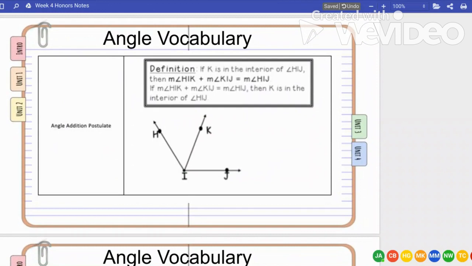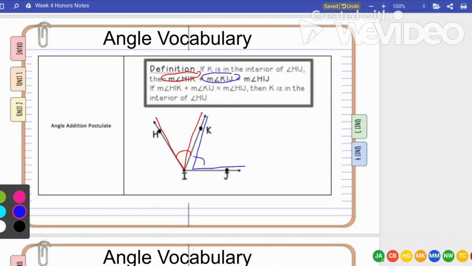Okay, angle addition postulate is just like segment addition postulate, except instead of adding segments together, we're going to add angles. So my angles are HIK. That's this angle right here, angle HIK. I'm going to add that to angle KIJ. When I add those together, I'm going to get the total. The total angle is HIJ. So angle addition postulate, you add together the parts to get the total.